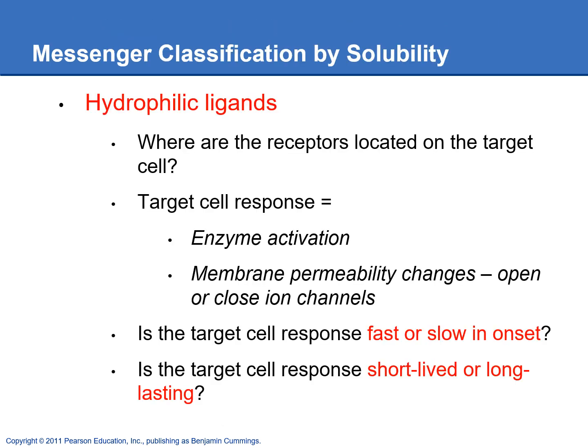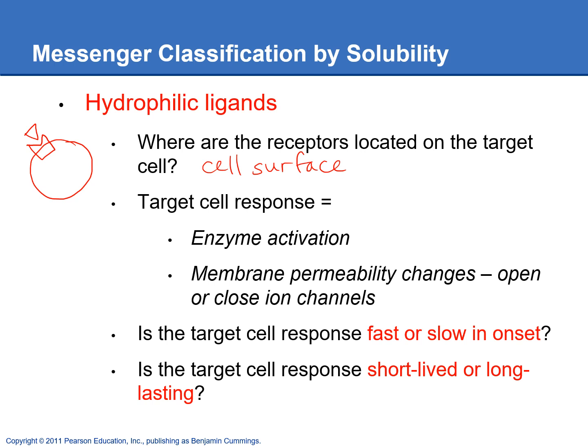When the hydrophilic messenger gets to its target cell, it's going to bind to its receptor, which is going to be located on the cell surface. So these receptors will be in the cell membrane of the target cell, because you wouldn't want to have any receptors on the inside of the cell, because the hydrophilic messenger wouldn't be able to get inside. So these receptors will be on the cell surface, and that's where the hydrophilic messenger will bind to its receptor.